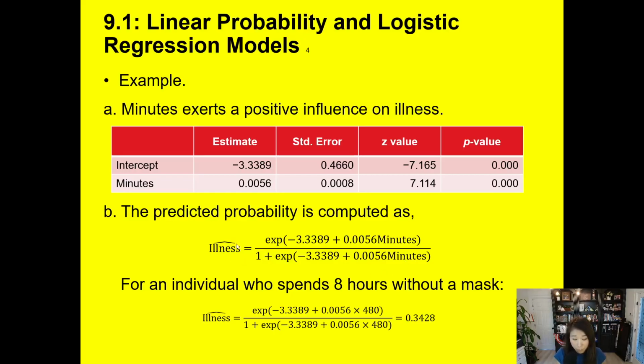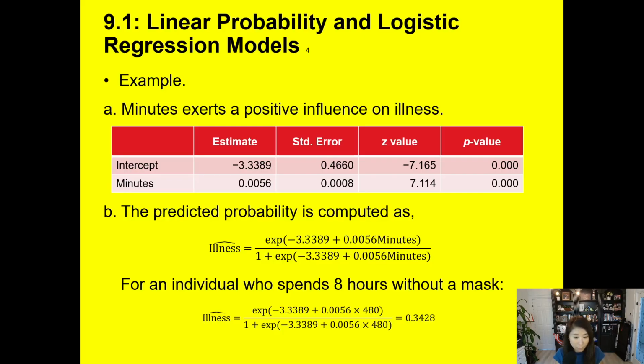So you need to remember what this logistic regression model looks like. Your dependent variable, the probability of illnesses, equals: the top is the exponential of beta 0, negative 3.38889, plus your 0.0056 times the minutes. And then the denominator is 1 plus that. You repeat your numerator again. So that is how you form your logistic regression model and how it looks.